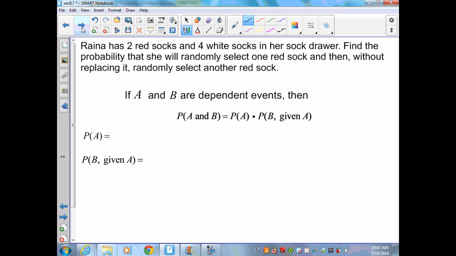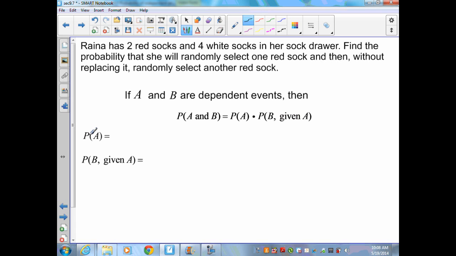In this example, Raina has 2 red socks and 4 white socks in her sock drawer. Find the probability that she will randomly select 1 red sock and then, without replacing it, randomly select another red sock. In this case, if A and B are dependent events, then we're going to use the probability of A and B equals the probability of A times the probability of B, given that A has occurred. And this is dependent because she's not replacing that red sock.